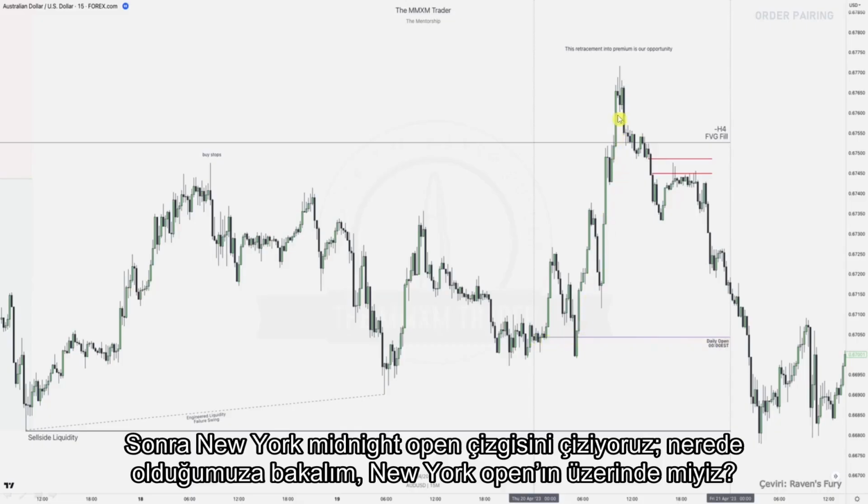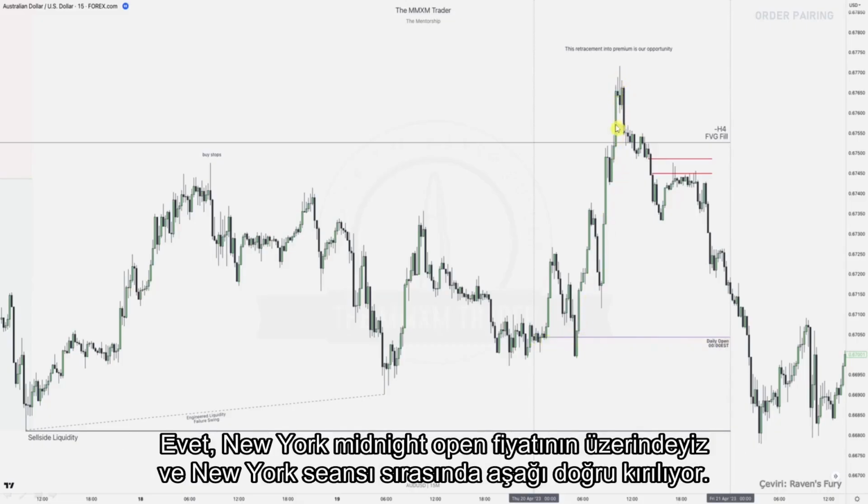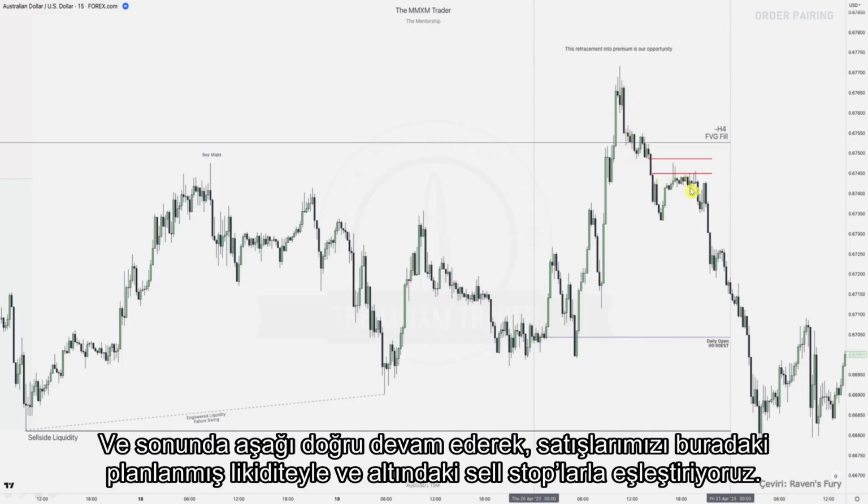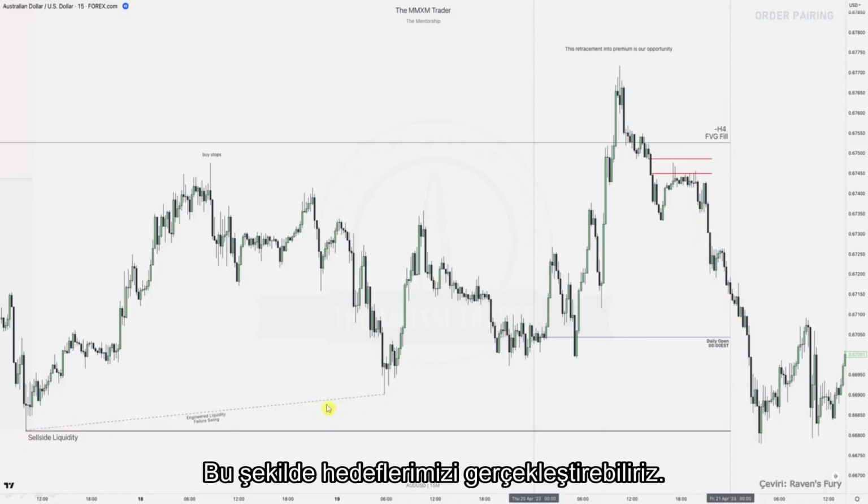Where are we? Are we above New York open? Yes, we are. New York midnight open price, and then breaking down lower during New York session over here, and eventually continuing down lower and lower to pair up our sell with this engineered liquidity down here and the sell stops resting below here.